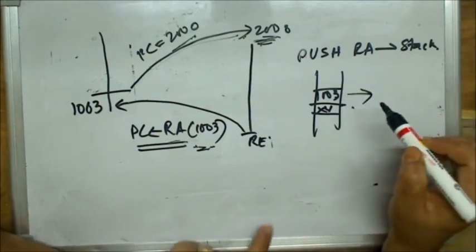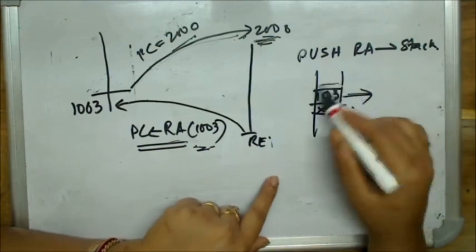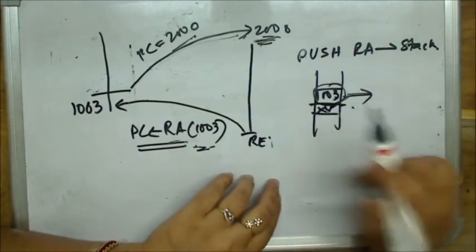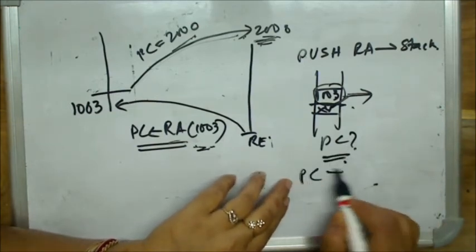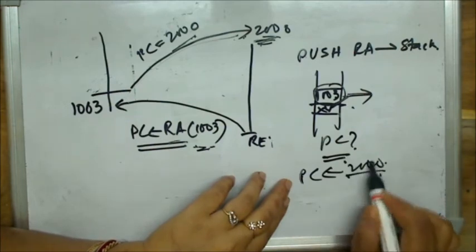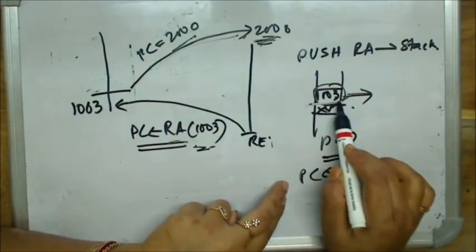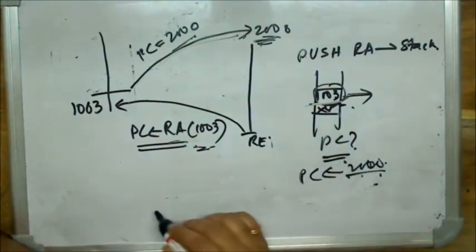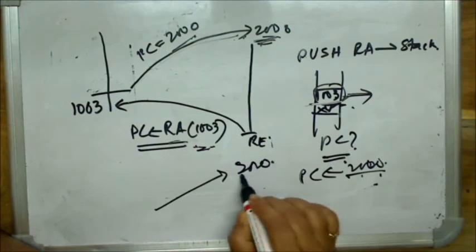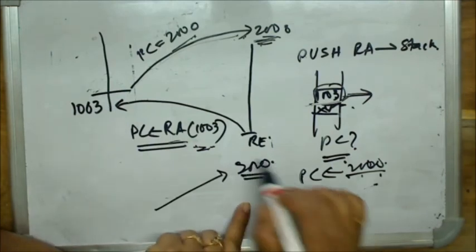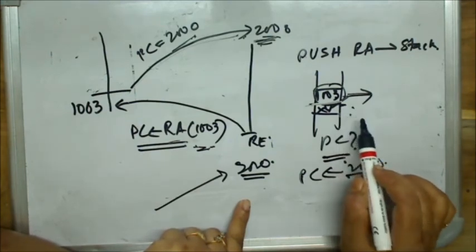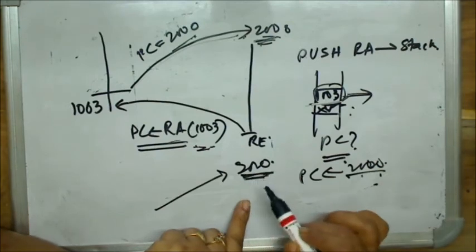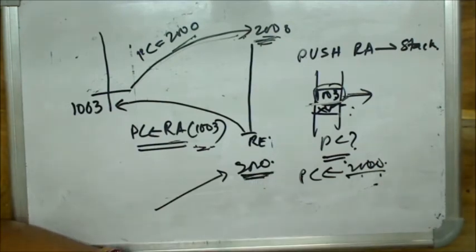So after storing the return address into a safe place, the stack, the program counter is free. After execution, the program counter was loaded with 2008, right? But before that, it has stored the return address in the stack. So now PC can easily go to subroutine 2008. It does not have to worry about the return address because it has already stored it in the stack. Okay, so the call instruction is over. It has gone to memory location 2008.